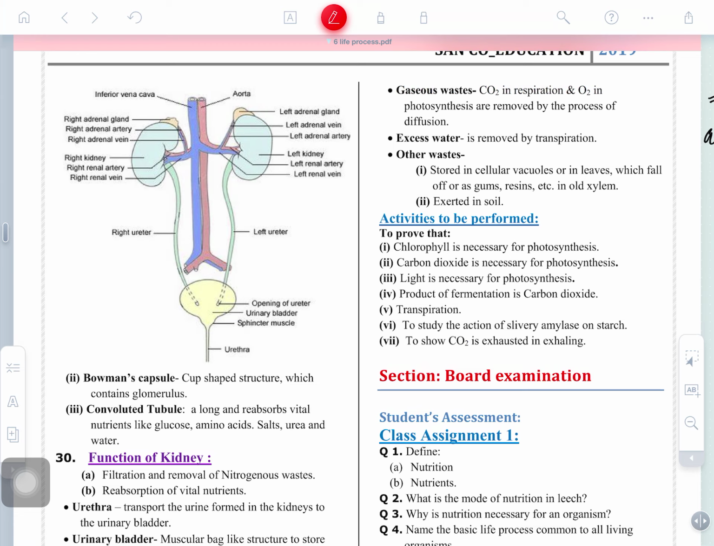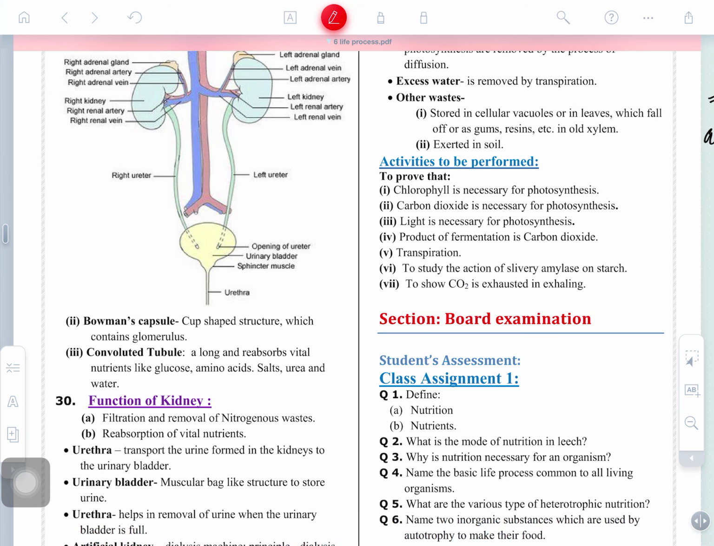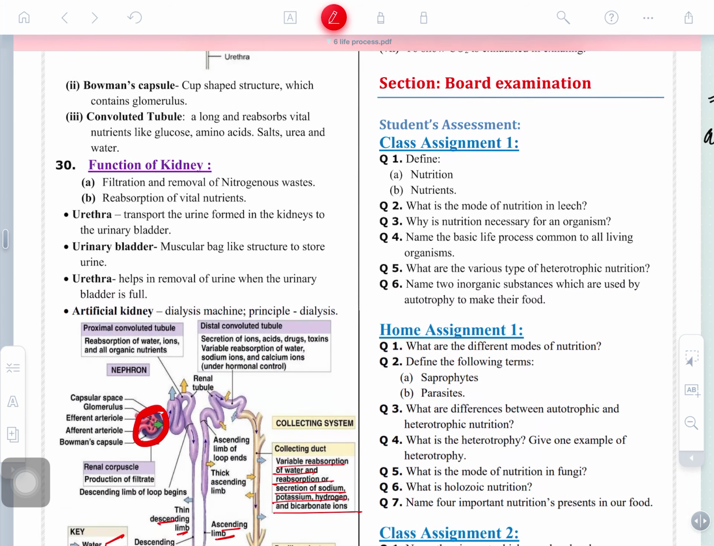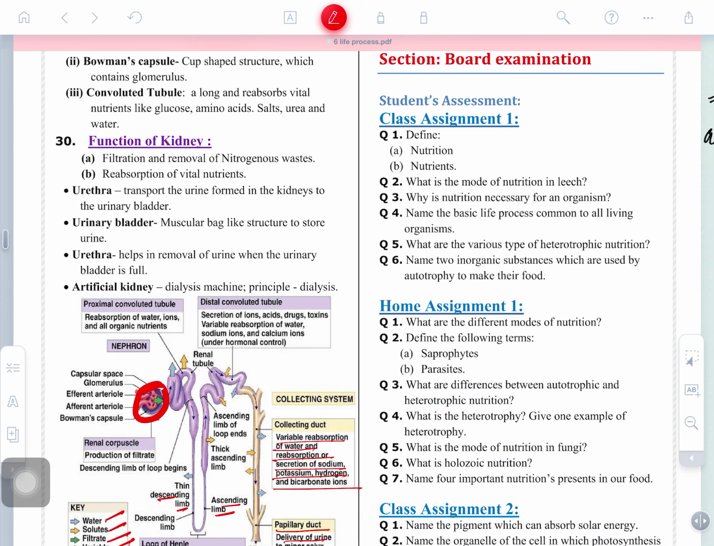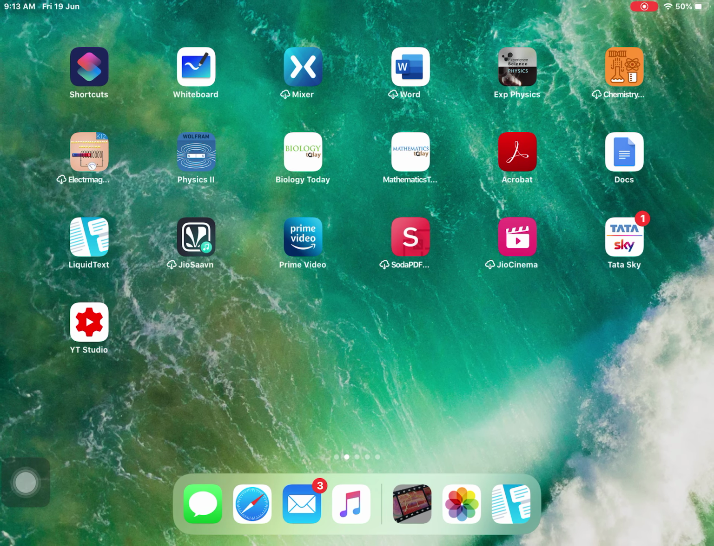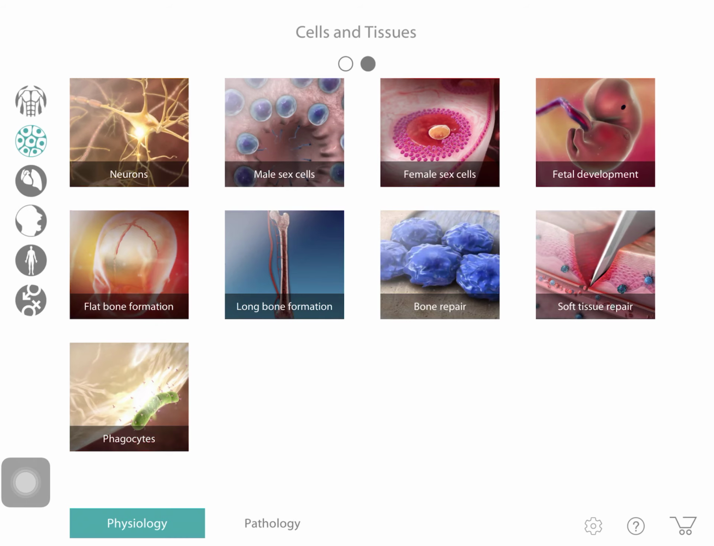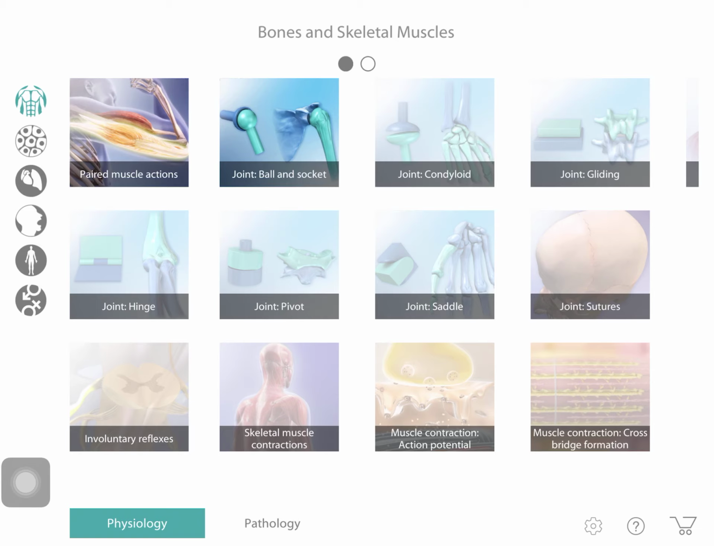This machine is called dialysis, because the process of filtering and removing toxic materials from the blood is called dialysis. Is that clear? I am telling you how dialysis happens and what dialysis actually does. You will see how dialysis takes place and what the process of dialysis is. Is that clear, guys?